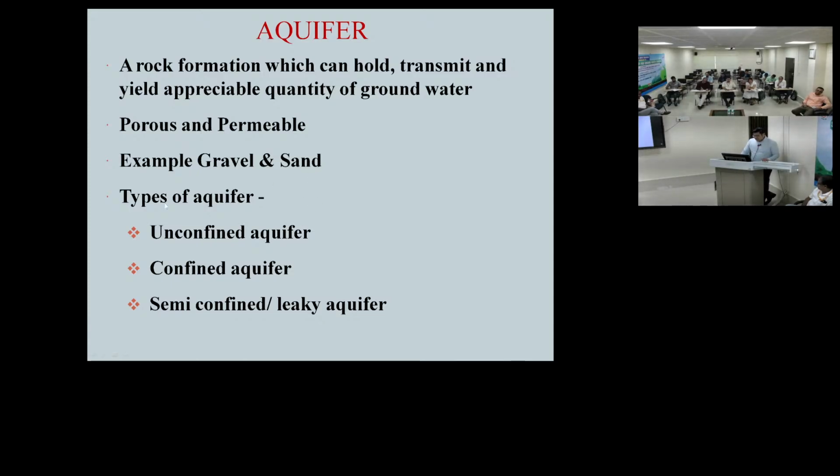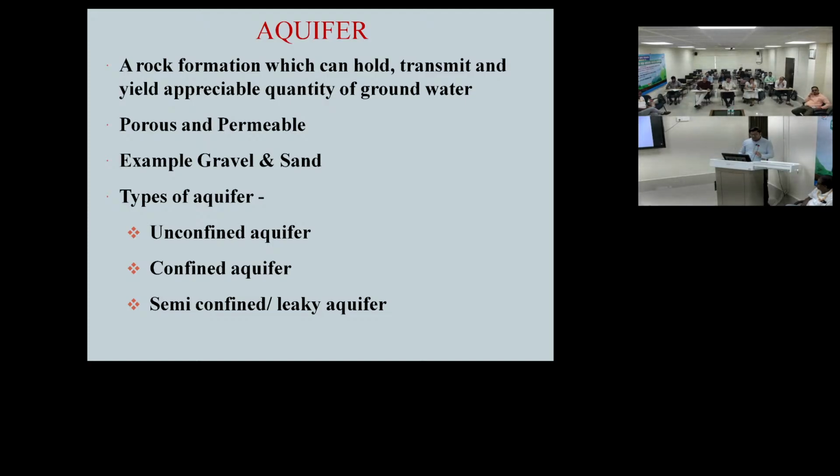So there are types of aquifer: unconfined, confined, and semi-confined. Unconfined means there is no confining layer. Suppose we go for a water well, and we are continuously digging, boring the hole with a machine, and continuously we get sand. But there is no confining layer.